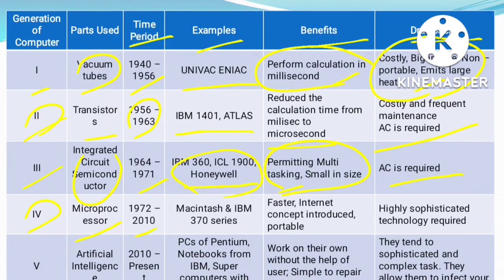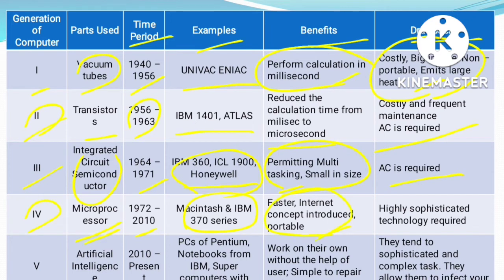Fourth generation computer. What are the parts used? Microprocessor, and the time period is 1970 to 2010. And what are the examples of this generation computers? Macintosh and IBM 370 series. So these are the examples of fourth generation computer. What are the benefits? It is faster. Internet concept is introduced in fourth generation computer, and it is portable.